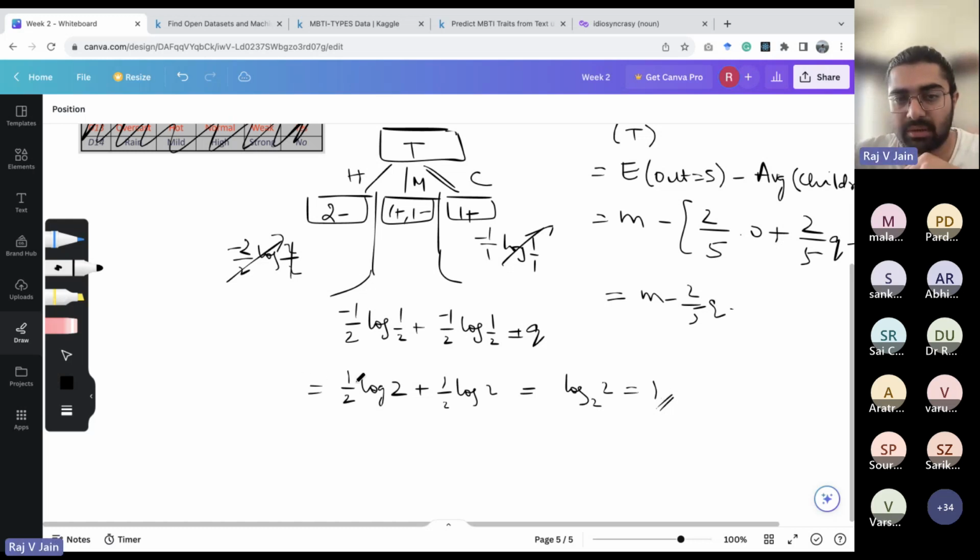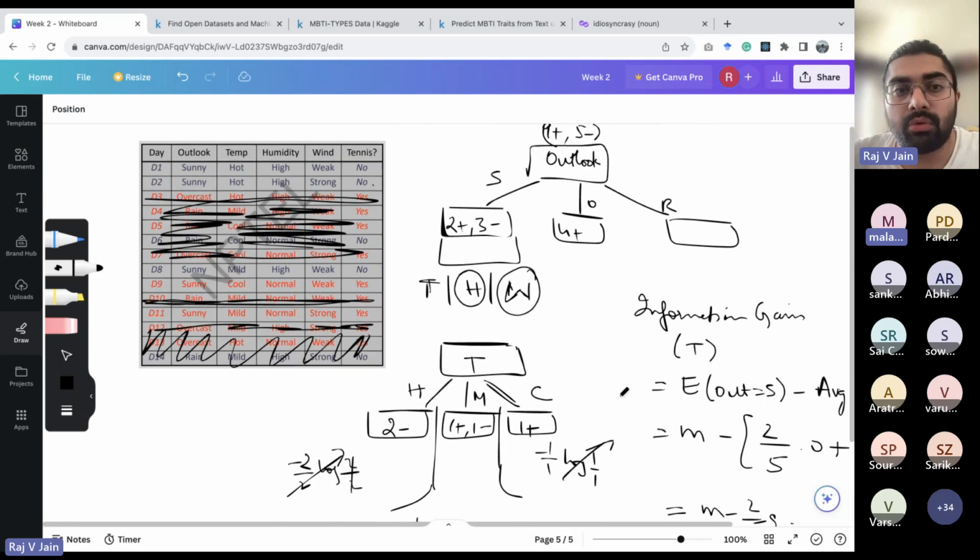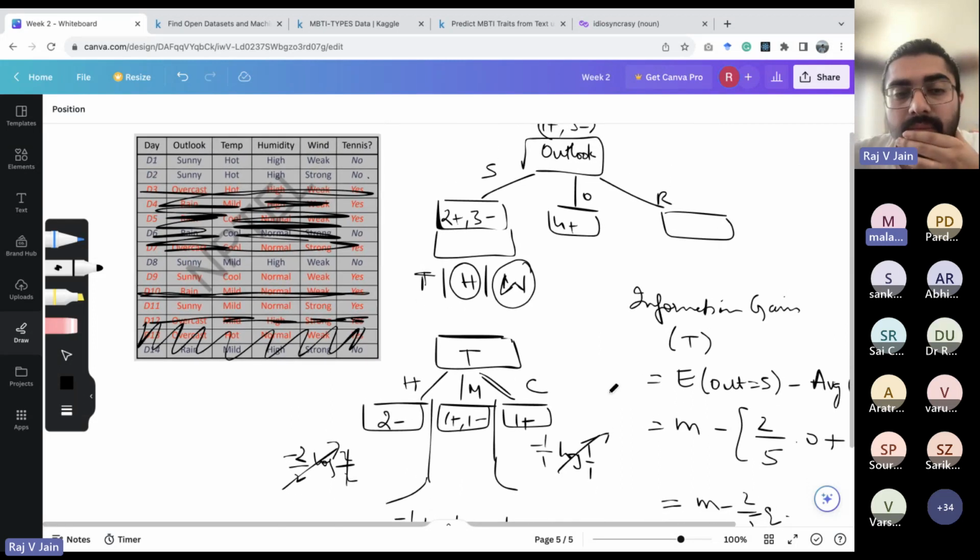I hope this step is clear. From this step to this step is clear. Yes, sir. Okay. Actually, hot 2 plus 2 minus, right? No. Why 2 plus 2 minus? 2 no, 2 yes. No.